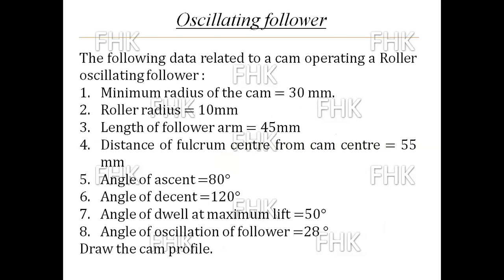The problem statement for understanding how to draw the cam profile for an oscillating follower is in front of you. The following data is related to a cam operating a roller oscillating follower. Minimum radius of cam is 30 mm. Roller radius is 10 mm. Length of follower arm is 45 mm. Distance of fulcrum center from cam center is 55 mm.